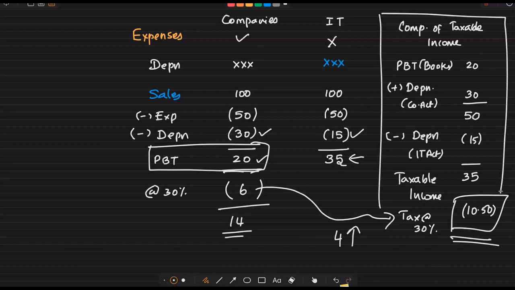So the basic question, whether the tax is calculated on PBT? No, it is calculated on the adjusted PBT. That is, PBT as per Companies Act will be adjusted for various items following the provisions of Income Tax Act. Then a taxable income will be calculated and only on that tax will be calculated and arrived at.